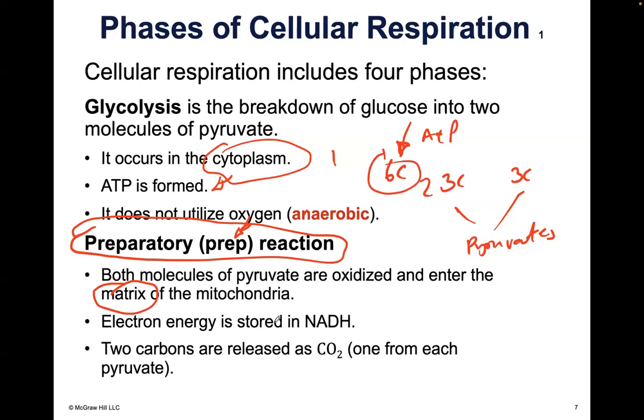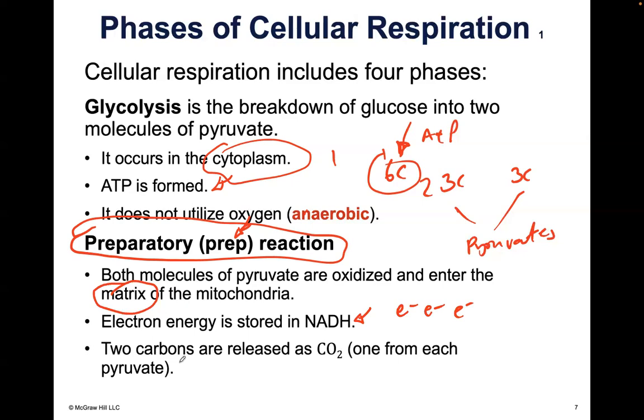So both the molecules of pyruvate are oxidized and made to enter the matrix of the mitochondria. So what happens is electron energy is stored in NADH. All the electrons that have been produced when the breaking down of glucose is happening are stored in NADH, to give it enough energy at the end of the reaction, when it needs to be used.